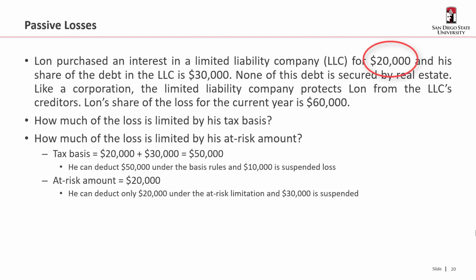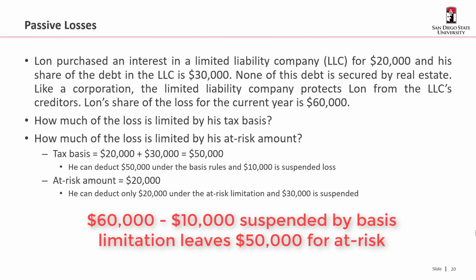So his at-risk amount is $20,000, what he truly invested, which means he can deduct only $20,000 under the at-risk limitation, and $30,000 is suspended. Note that's not $40,000, it's only $30,000, because only $50,000 cleared the tax basis hurdle.